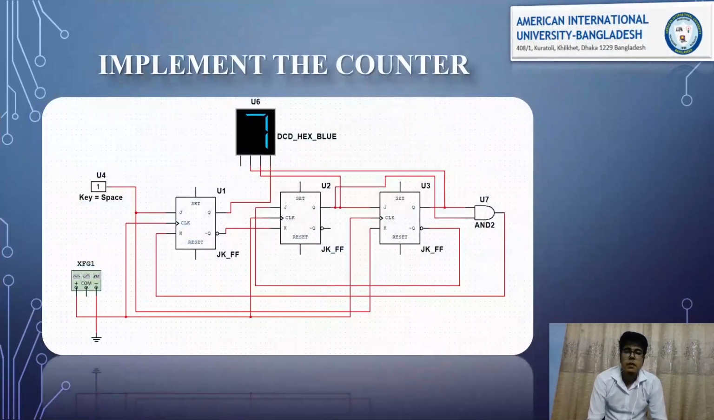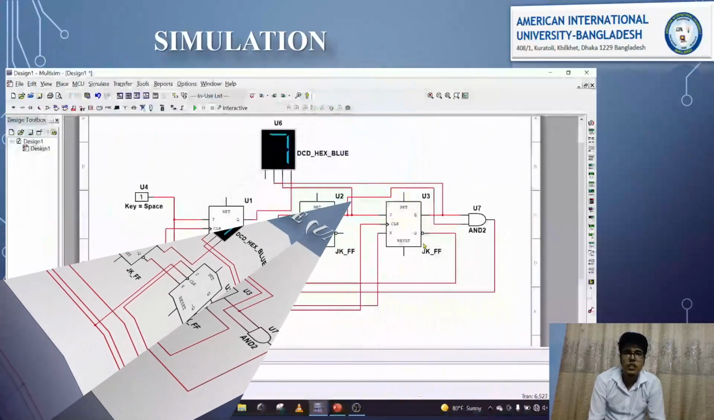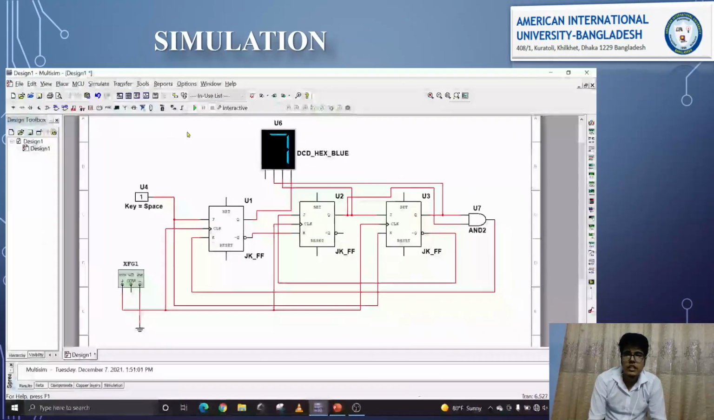In the Multisim software, this is how it looks after implementing the counter. We will see how it runs and the simulation of the counter. As you can see, our sequence is maintained here: 5, 1, 3, 7, 2, again 5, 1, 3, 7, 2.